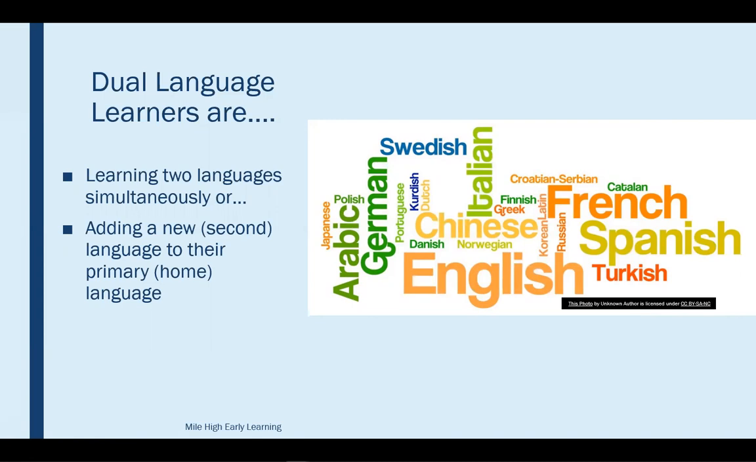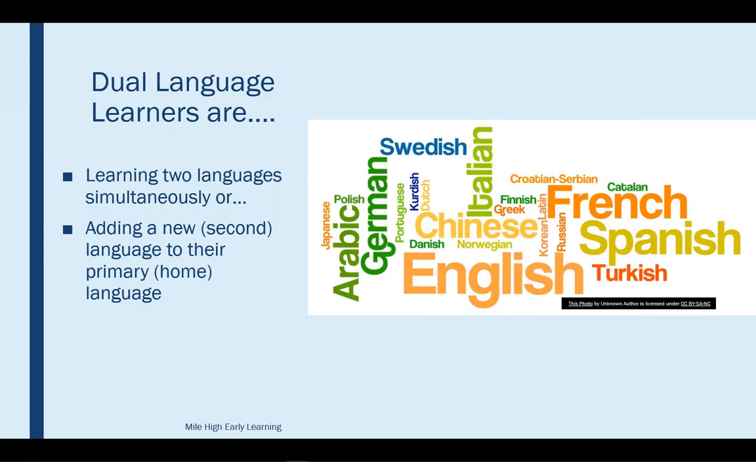It's important to note that infants are born into this world with the ability to learn any language. So we all have the capacity to learn language, and we actually have the capacity to learn more than one language. There are just a couple of different ways that we go about doing that. When children are learning two languages simultaneously, this is called simultaneous dual language acquisition.